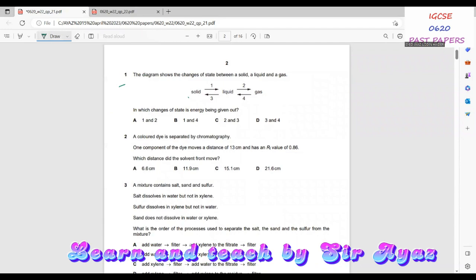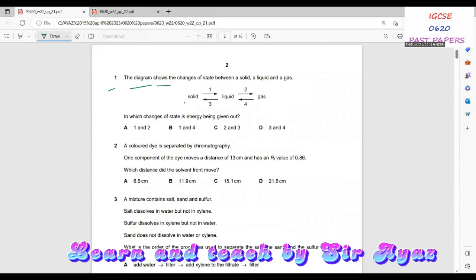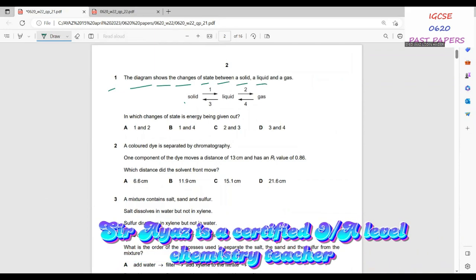Question number 1. The diagram shows the changes of state between a solid, a liquid, and a gas. You see solids converting to the liquid state and liquid converting into the gas state, and gas state converting back into the liquid state, then liquid state converting back into the solid state. In which changes of state is energy being given out?